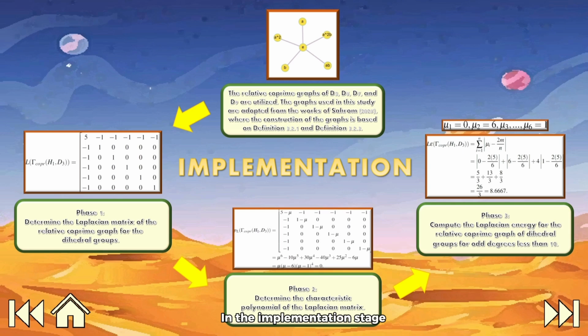In the implementation stage, we first computed the eigenvalues, denoted by mu, from each Laplacian matrix. These eigenvalues were then substituted into the Laplacian energy formula, the summation of the absolute value of mu sub i minus 2m over n. Using this formula, we calculated the Laplacian energy for each corresponding graph, which reflects its overall structural properties. For example, in the case of D3, our calculations produced a Laplacian energy of approximately 8.67.